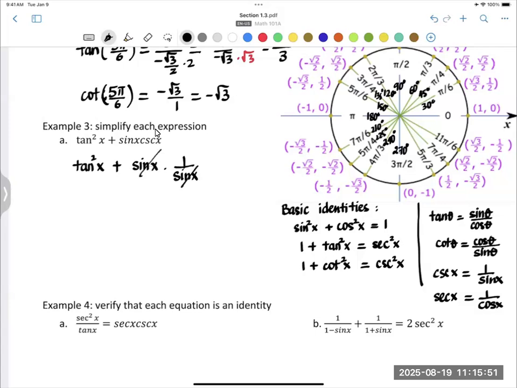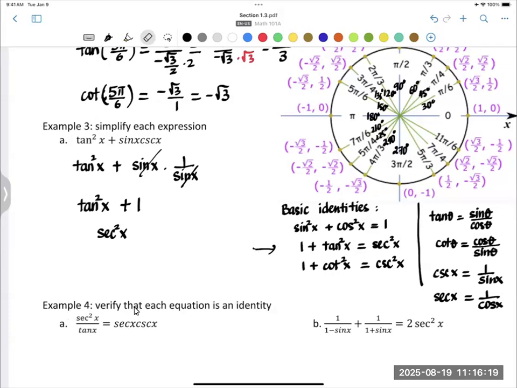If I cancel that, then we're going to have tangent square x plus 1. Oh, perfect. Tangent square x plus 1 is actually equal to secant square x. So this complicated expression right here can be simplified down to just secant square x. Okay, so another way to say it, we can say tangent square x plus sine x cosecant x is equal to secant square x. So that is the simplified expression.